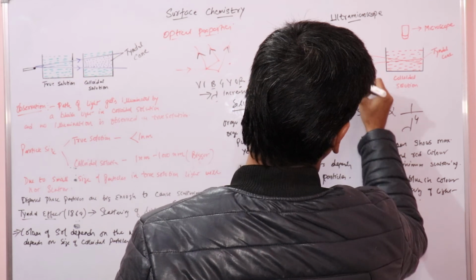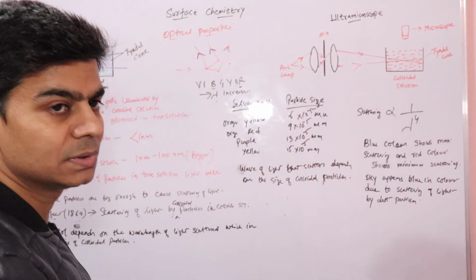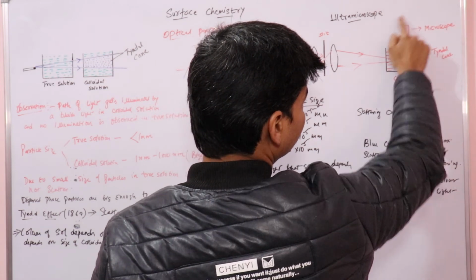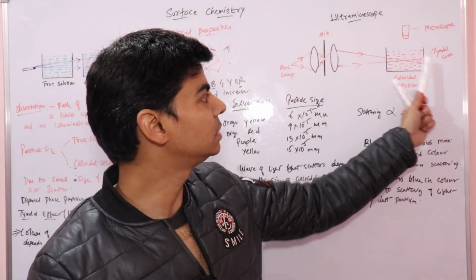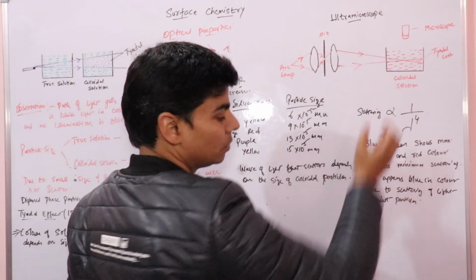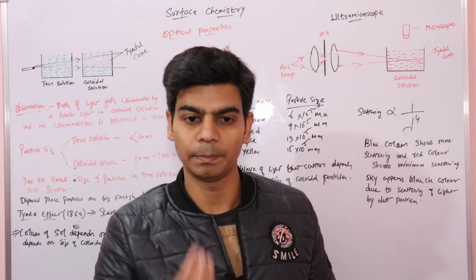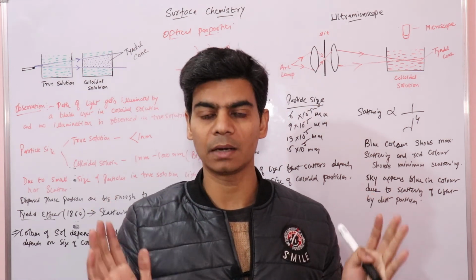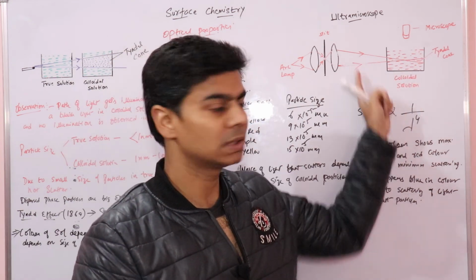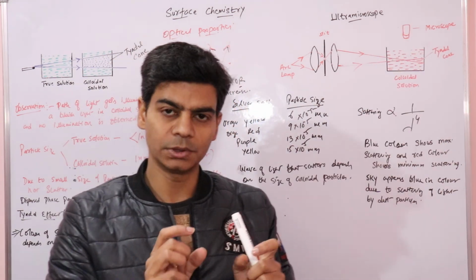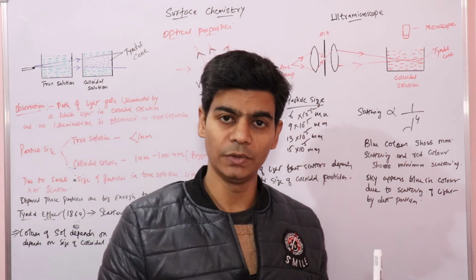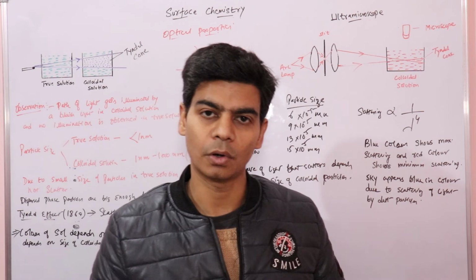So when a beam of light passes through this test solution and you observe it under this powerful microscope, placed at right angles to the beam of light, you will observe some luminous points, some bright points, on a dark background, which is due to the scattering of light by colloidal particles.